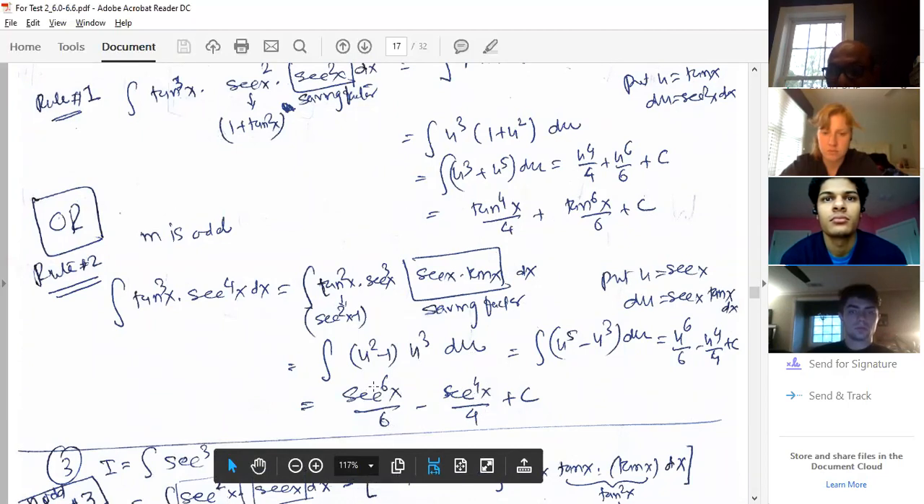And this c, whatever minus tangent square x plus 1 or whatever it may be, that constant 1 by 6, 1 by 4, is merged with this constant c. So ultimately both are same. So don't say that they are different. No, they are same. Right?